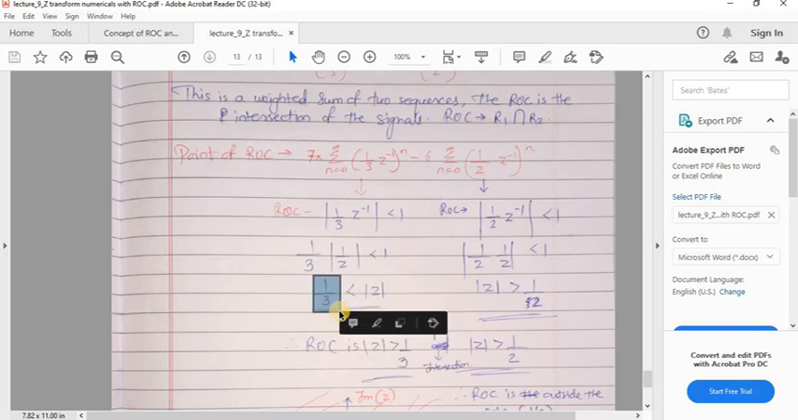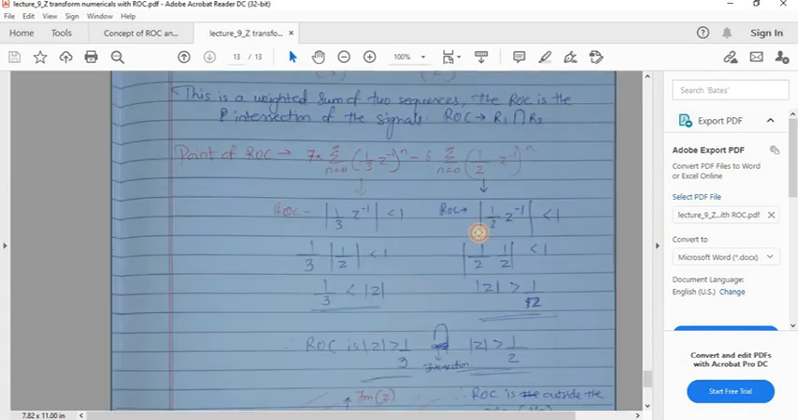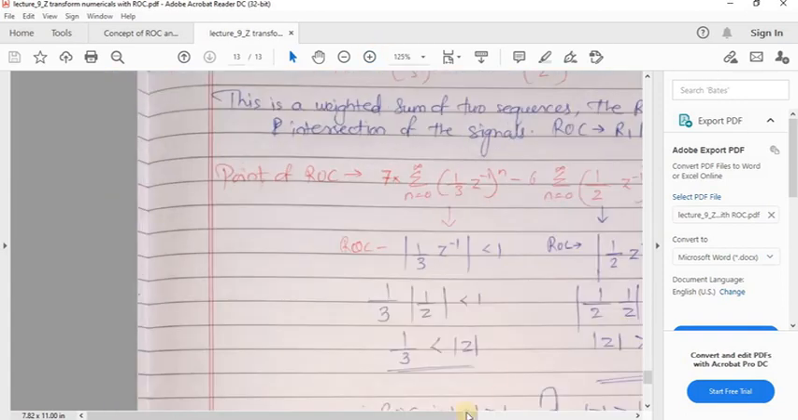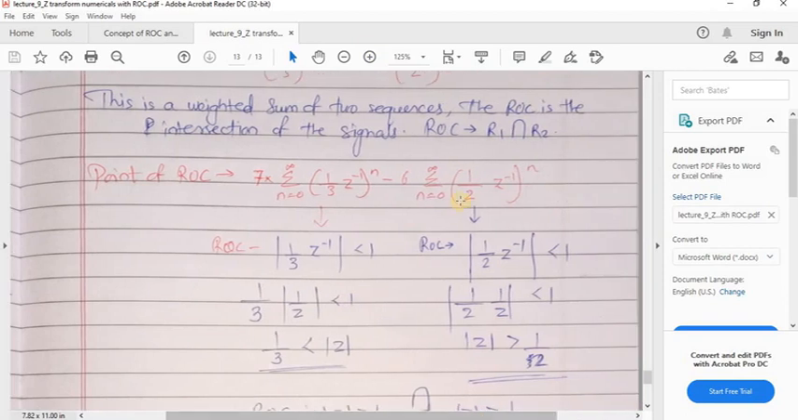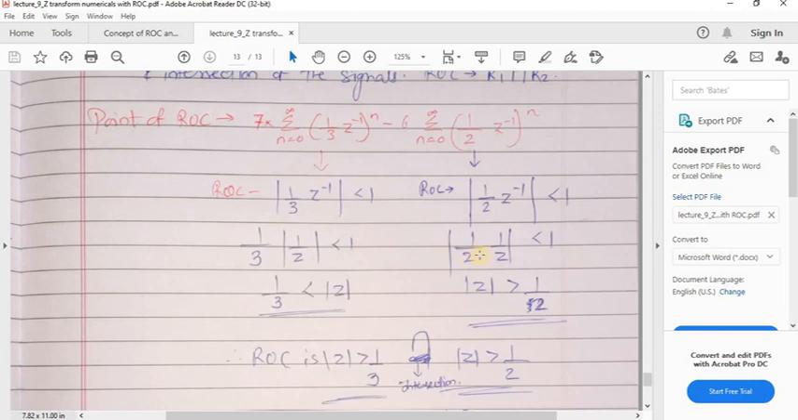This 1 upon 3 is nothing but your pole. Okay, outermost pole, one pole. So for the second point, you can see here clearly, this is the second point. So mod of 1 upon 2 into z inverse should be less than 1 to converge. Okay, so when we simplify, z inverse will become 1 upon z. Take 1 upon 2 outside, cross multiply z with 1, so it will become mod of z greater than 1 upon 2. So the first ROC is mod of z greater than 1 upon 3.